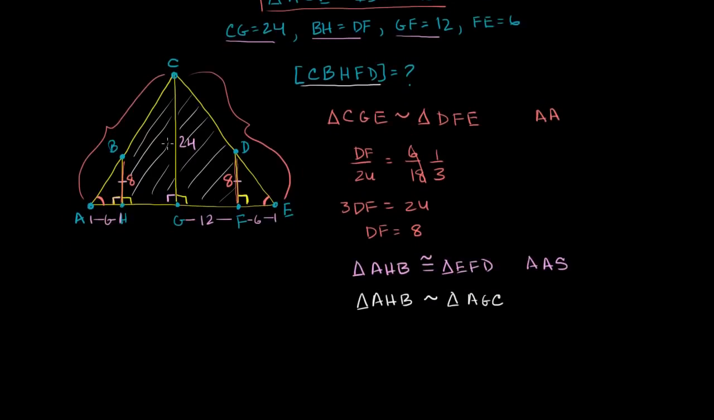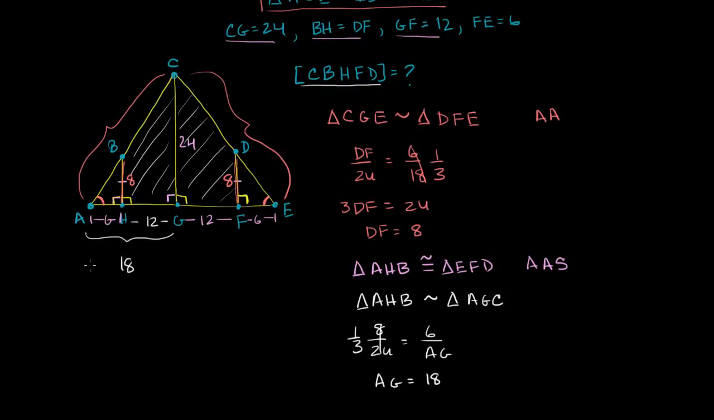So what can we say over here? Well, we could say that 8 over 24, BH over its corresponding side on the larger triangle, is equal to 6 over not HG, but over AG. 6 over AG. You have 1/3 is equal to 6 over AG. Or we can cross multiply here, and we get AG is equal to 18. So this entire length right over here is 18. If AG is 18 and AH is 6, then HG is 12.